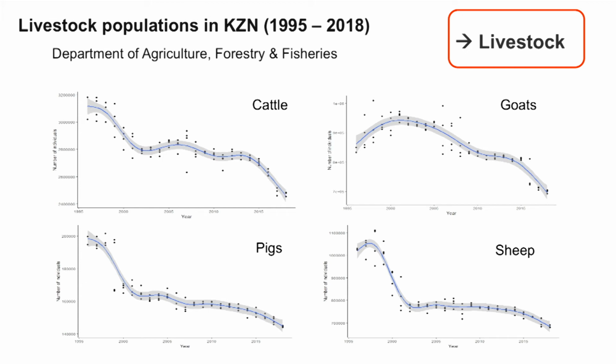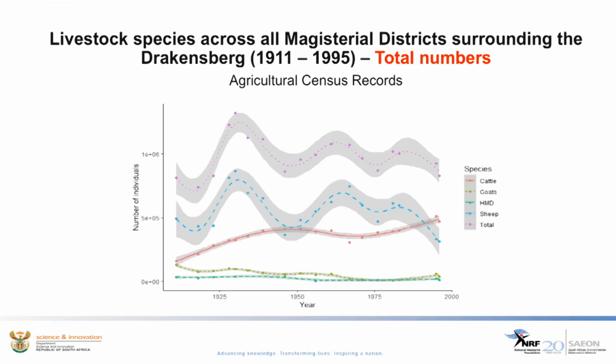And moving on to livestock, these figures show livestock species across KZN from 1995 to 2018, and each of the species appear to be declining over the years. This figure shows total numbers of livestock species in just the magisterial district surrounding the Berg, and we can see that cattle is shown by the red. Cattle appear to be slightly increasing over the years, whereas sheep numbers are decreasing, shown by the blue. And goats, horses, mules, and donkeys appear to be relatively stable across the years.